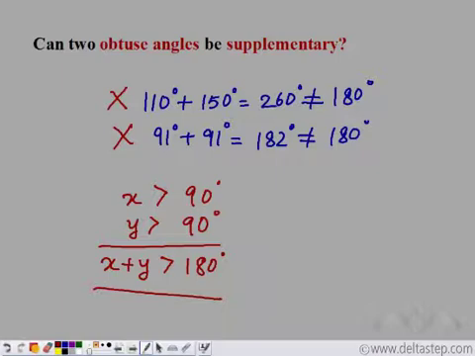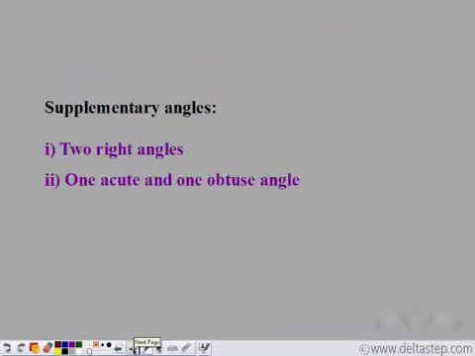So as soon as you take one angle as obtuse, you have to take the other angle as acute to form supplementary angles. So what we get is that supplementary angles are formed in either of the two cases. When we have two right angles, or when we have one acute angle and one obtuse angle. So one of these must hold if we have supplementary angles.